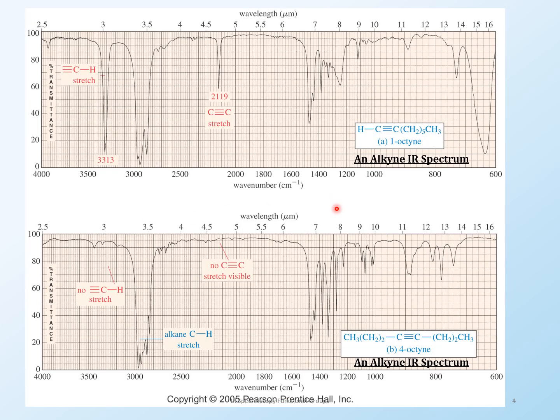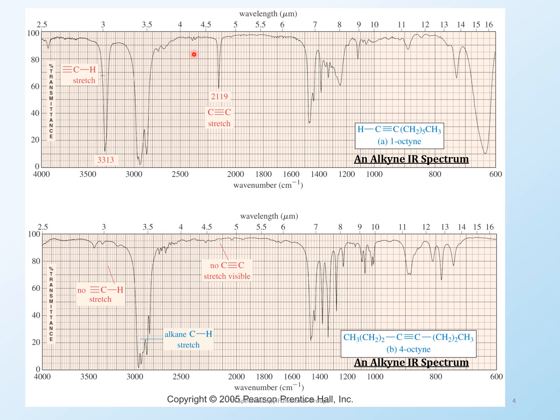So here is alkyne, and here we have a terminal alkyne. A terminal alkyne will have the C triple bond C, which is this right here. Remember, double bonds show up here, triple bonds show up around here, which is 2100. And then you will also have the triple bond CH stretch, which also shifted to the left. If you remember, for alkene, it was kind of here, but now for the triple bond, it shifted to the left. So more energy. It takes more energy to vibrate this.